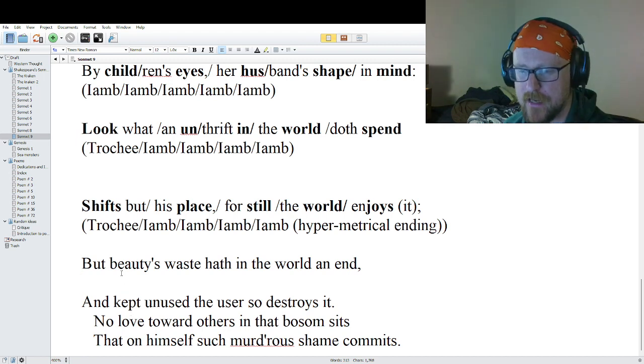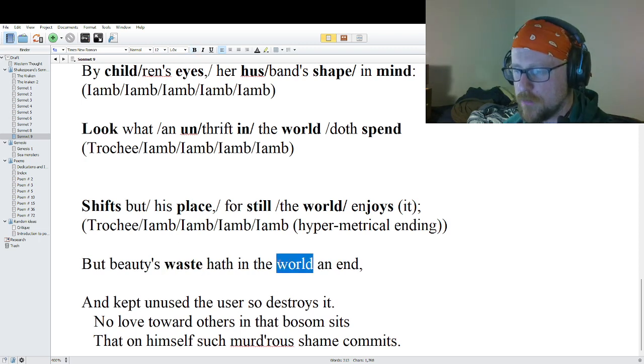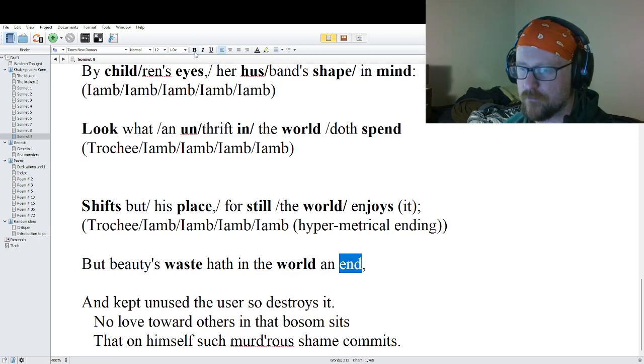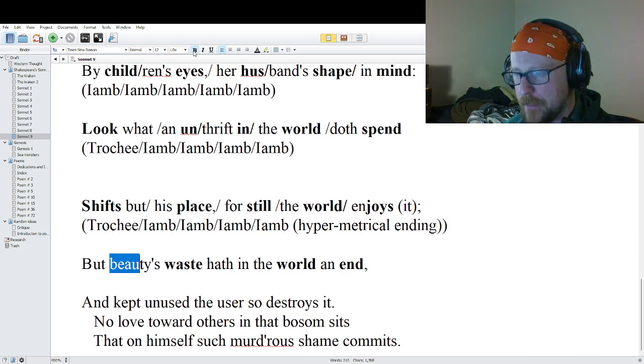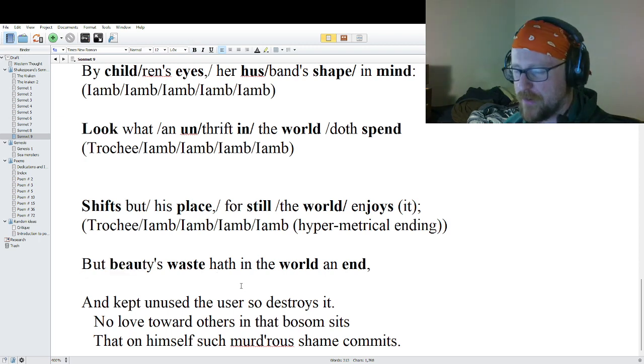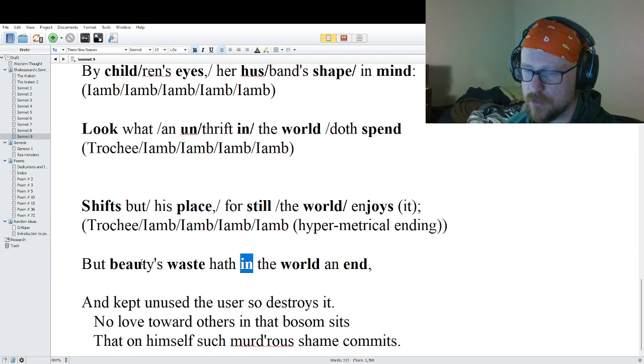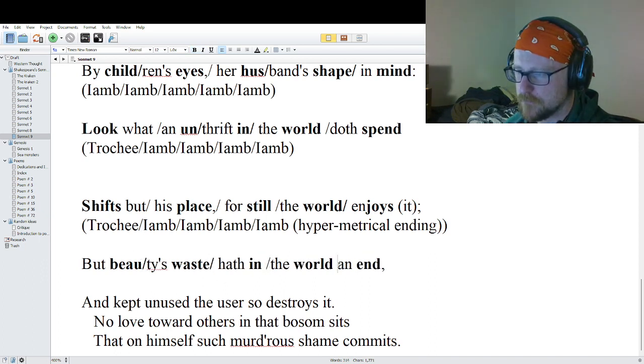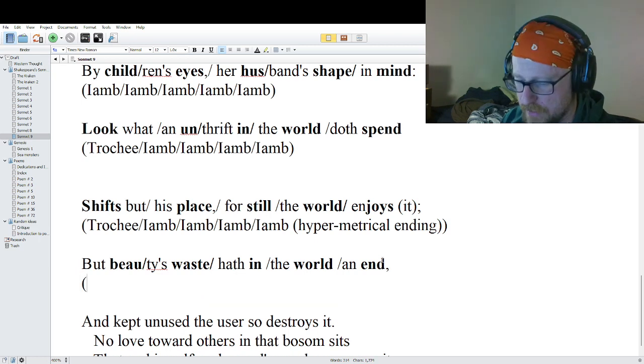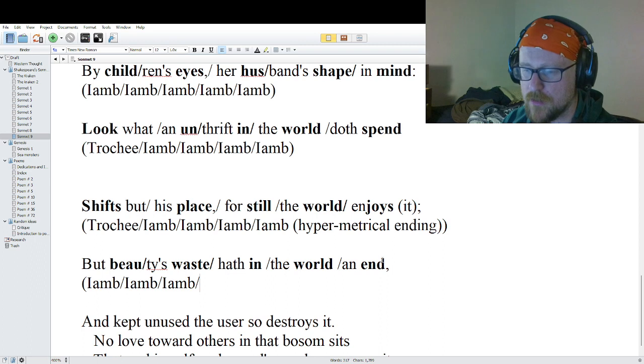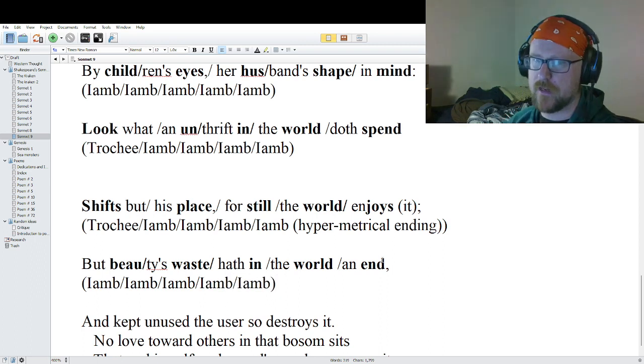Really cool line. But next line: "But beauty's waste hath in the world an end." Okay. So again, step one: highlight all the important monosyllable words. Well, we have waste. Cool. Then we have world. Then we have end. And we've got to highlight any primary stresses in any multisyllable words. Well, we've got the beau in beauty. Now step three. Do we have any promotions? We do. We have hath and in the world. So light, it's the in the middle. Cool. So break it apart: "But beauty's waste hath in the world an end." Nice. Very cool, guys. Right? So this is iamb. Really cool. Love it. Great. Awesome.